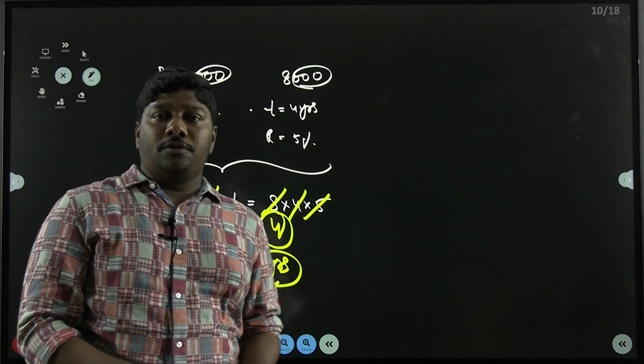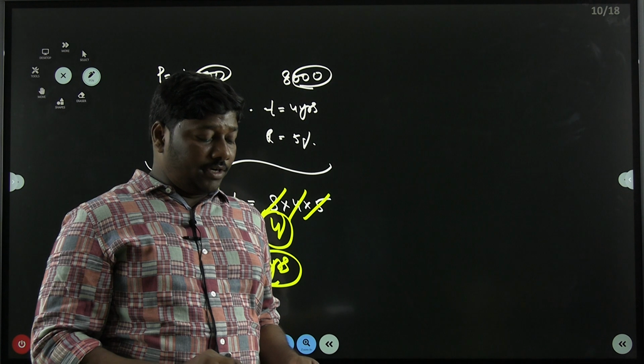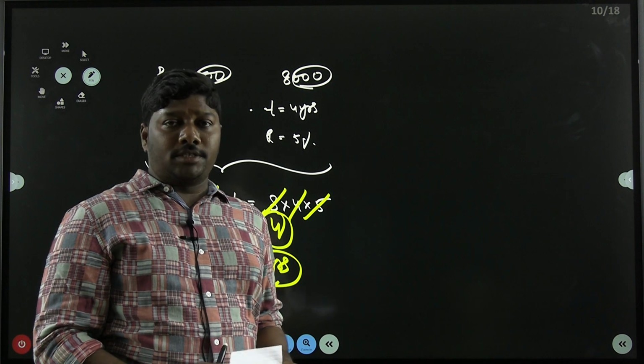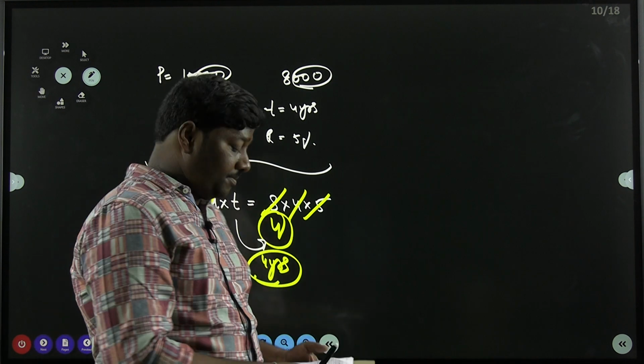And the other questions from simple interest and compound interest are based on the simple formulas of simple interest and compound interest, not that challenging questions.